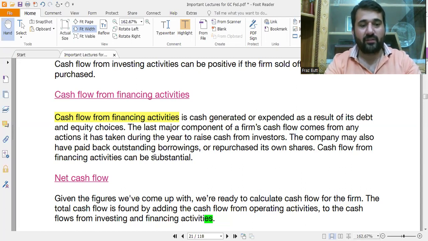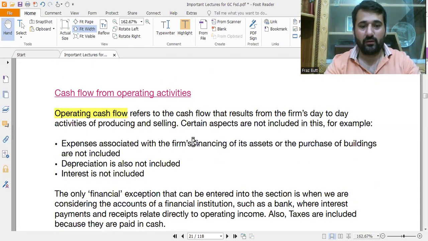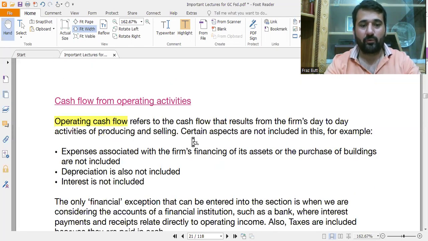Cash flow from financing activities can be substantial. It can be sufficient, it can be substantial for a firm. So these are the three activities. And net cash flow, given the figures we have come up with, like we have discussed that figure before. Let me show you again. This one, it's talking about this figure.